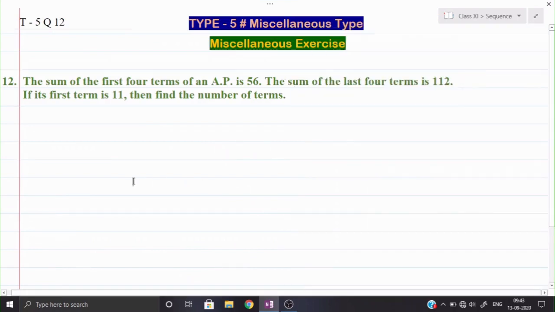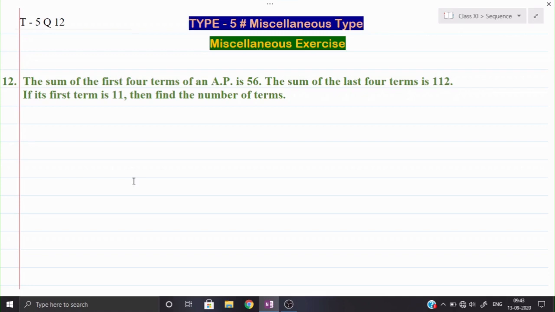See, in the 12th question we are given that the sum of the first four terms of an AP is 56 and the sum of the last four terms is 112. If the first term is 11, then find the number of terms. That means how many terms are there in that AP, that we need to find out. For example, if I say 10 terms are there.